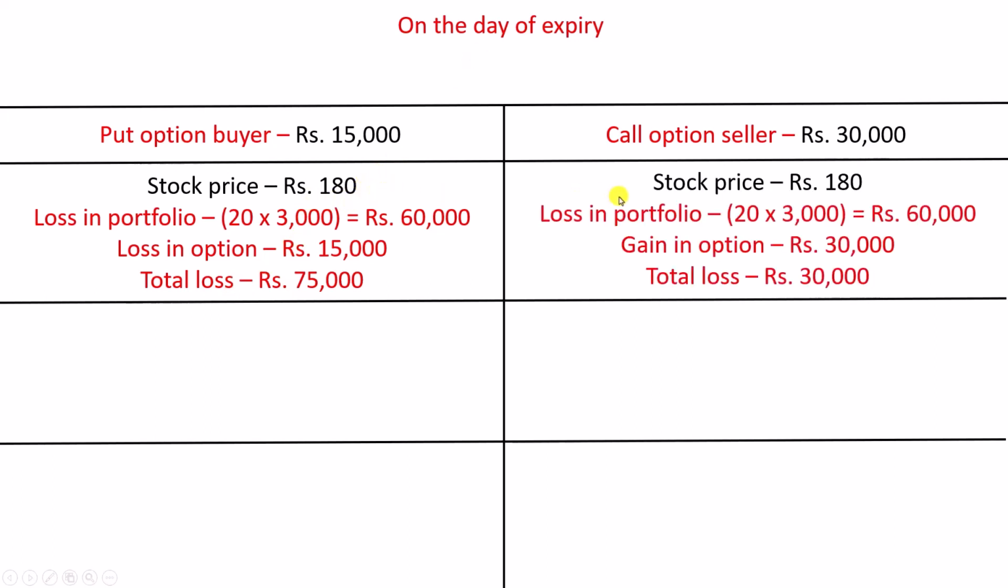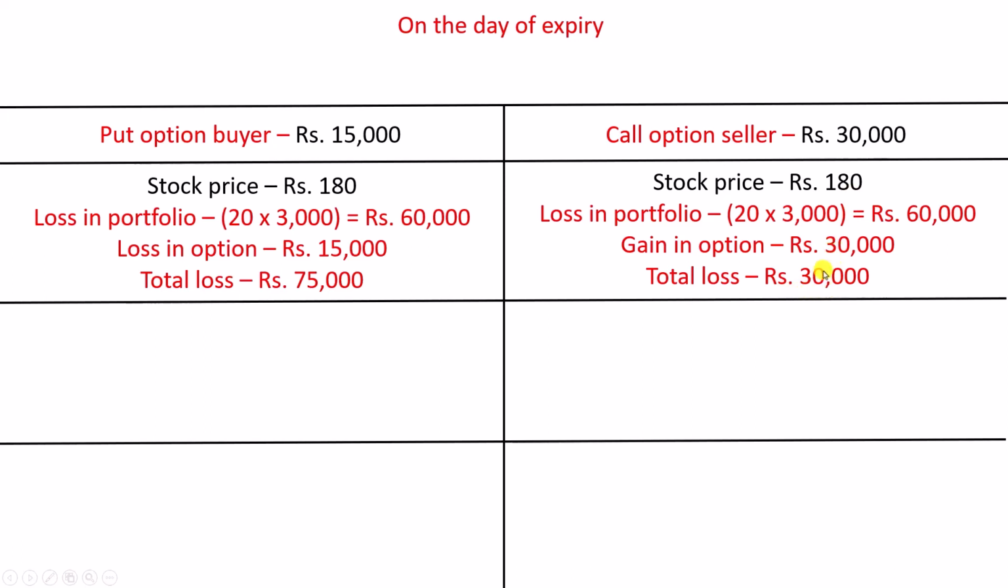Next, for the same condition, the stock price coming to 180, the loss in portfolio is the same, 20 into 3,000. But then I gain the premium. I gain the money in option premium, 30,000 rupees. I had sold options, correct? I had sold options of 180 strike price by receiving 30,000 rupees premium. And since the price did not go above 180 rupees, I am going to keep this premium, 30,000 rupees. So this is gain, this is loss. Totally the loss is 30,000 rupees. So even though the price reached 180 rupees, I was able to reduce my loss to 30,000 rupees.